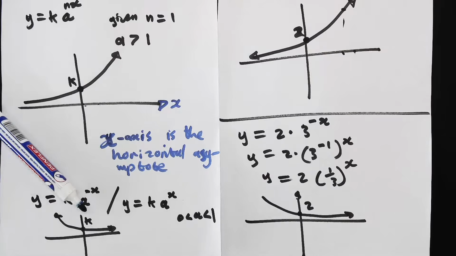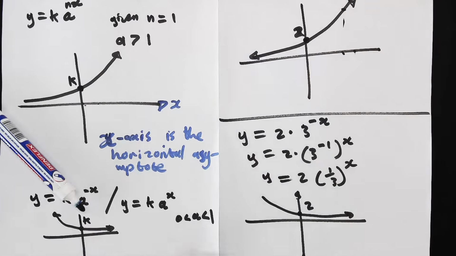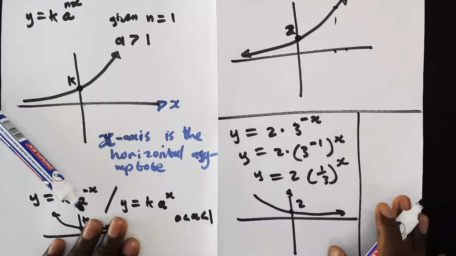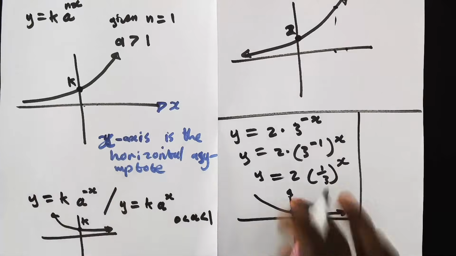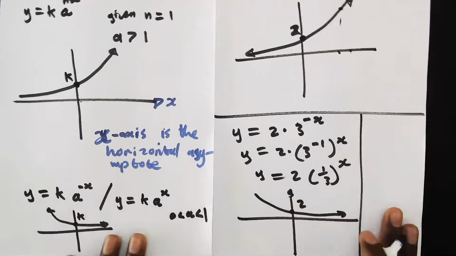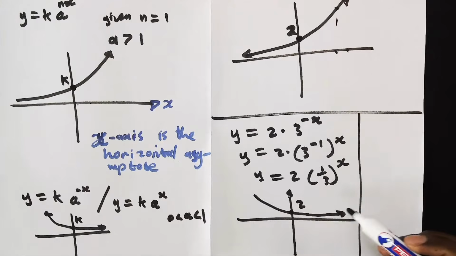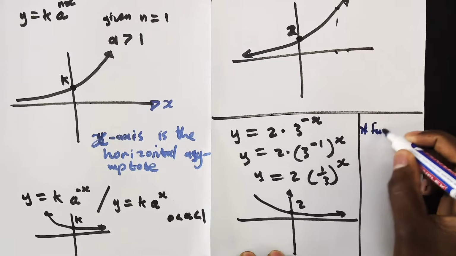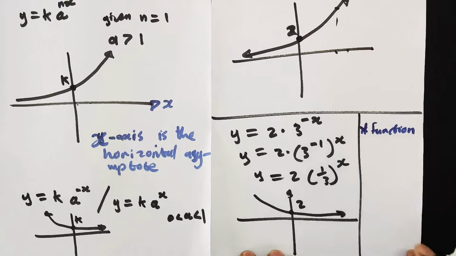So we even forgot to answer some questions, but let's answer utilizing this example here. Is this a function or a relation? So it is a function, isn't it? It is a function because one value of x produces one value of y. So it is a function.